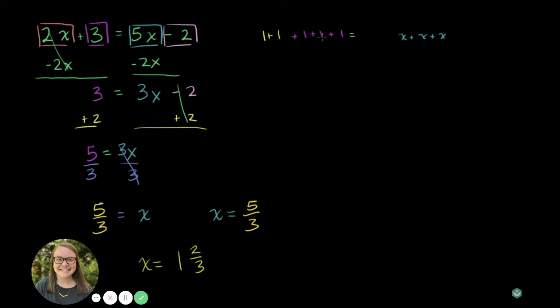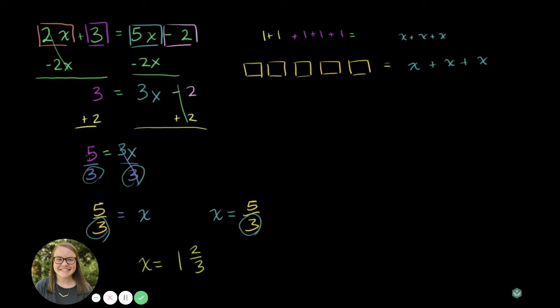Let's think about it. Instead of doing 1, I'm going to do circles. Actually, even better, I'm going to do squares. So I'm going to have 5 squares on the left-hand side. I'll do it in this same yellow color right here. So I have 1, 2, 3, 4, 5, and that is going to be equal to the 3 x's. x plus x plus x. Now we're dividing both sides of the equation by 3.